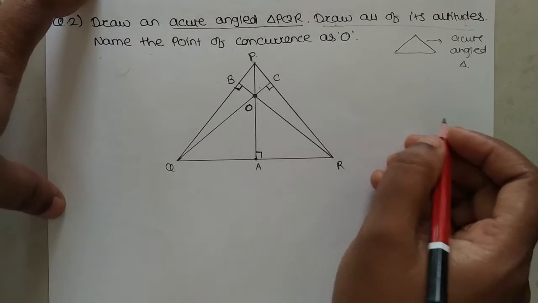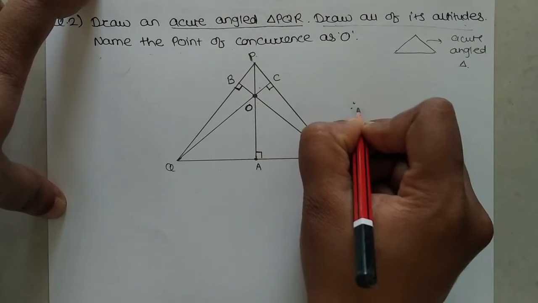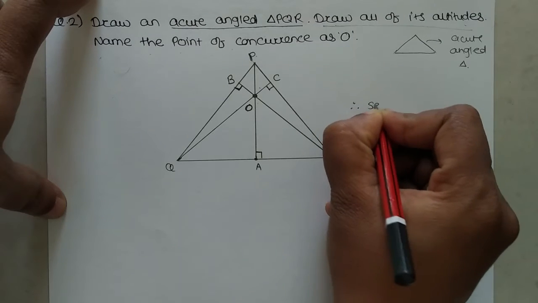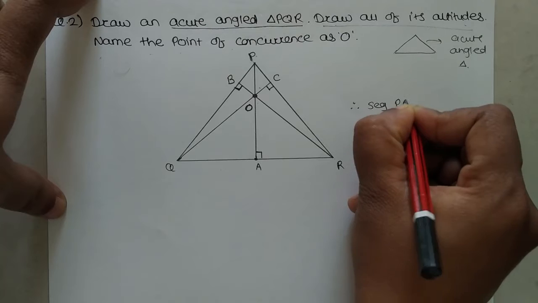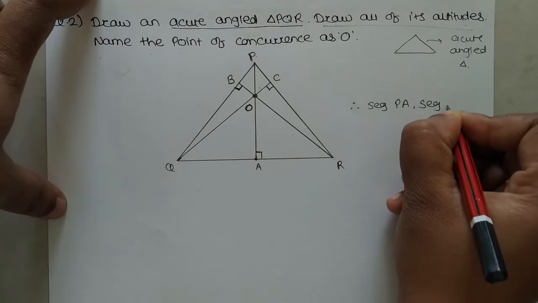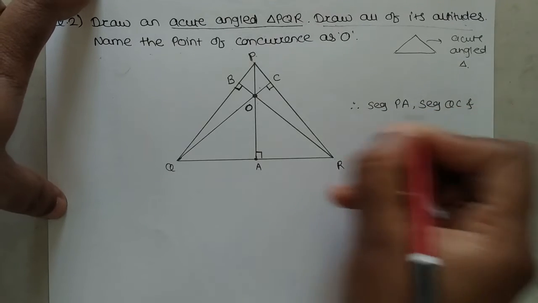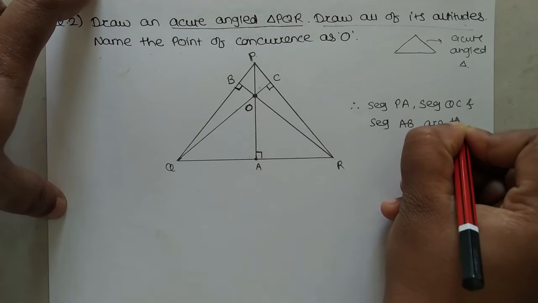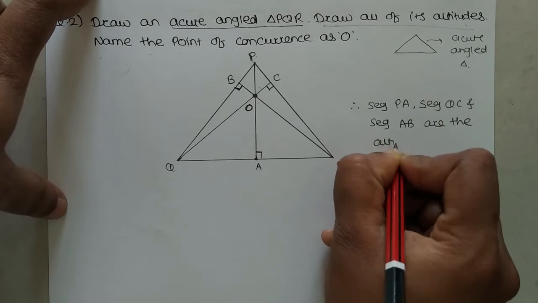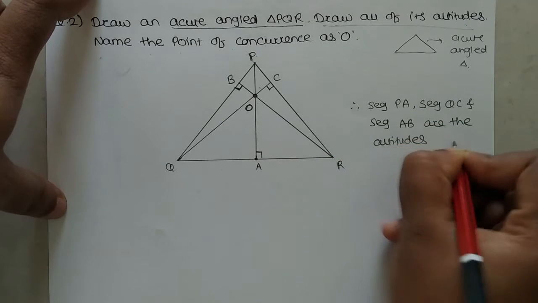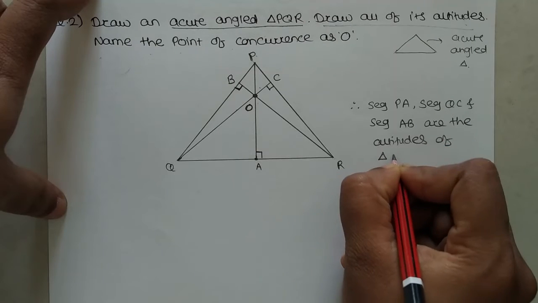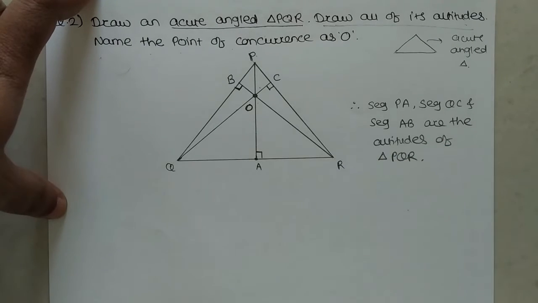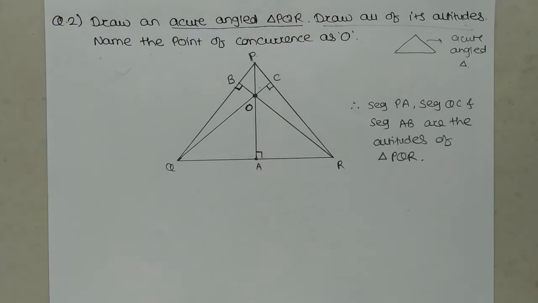So you have to write here, therefore, segment PA, segment QC and segment RB are the altitudes of triangle PQR. Okay, so this is the solution of your question number 2. Now next we have to solve question number 3.